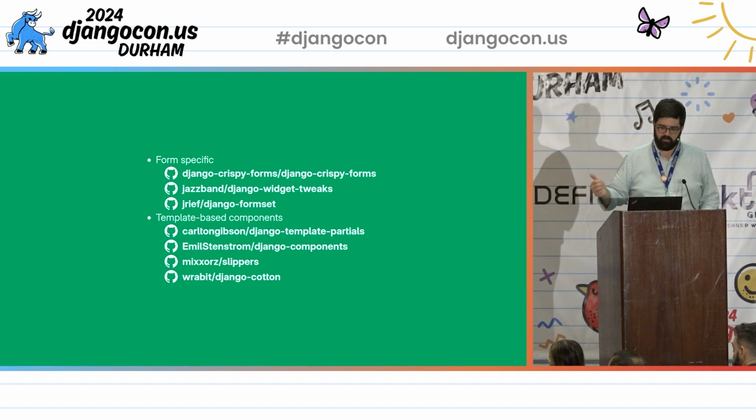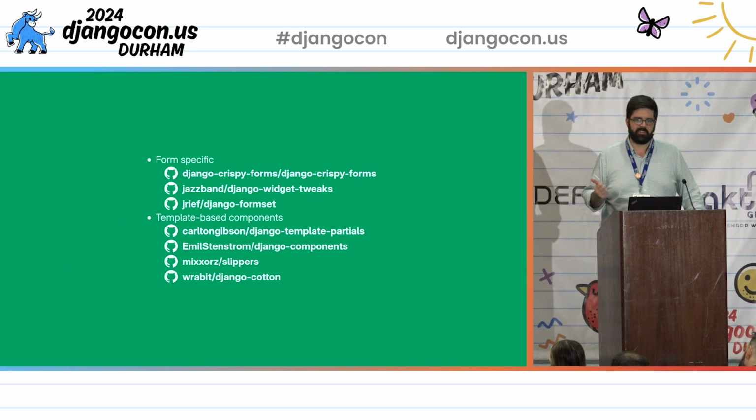Super interesting. There's also some template-based component libraries. Carlton's django-template-partials is great, and you're going to see some later. I know Django Components and Slippers are both two very popular template rendering libraries. I wanted to bring attention to Django Cotton. That's kind of a brand new one, as of, I believe, 9 months ago.